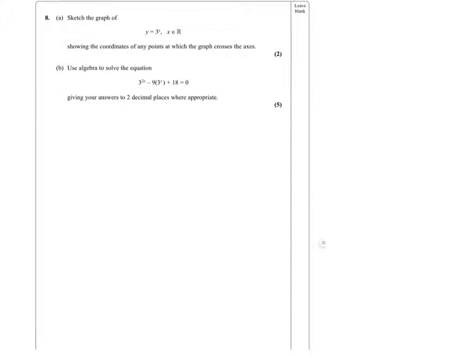Okay, so sketch the graph of this. Now you should know that these graphs here have a certain shape, don't they? So you should know straight away, okay, that you've got something that looks like this. I'll do it in blue so it stands out. It's going to tend towards the x-axis, goes up here, and that's going to be 1. They always cross at 1 because anything to the power 0 is 1, isn't it? So there you go, there's your sketch, 2 marks, job's a good one.